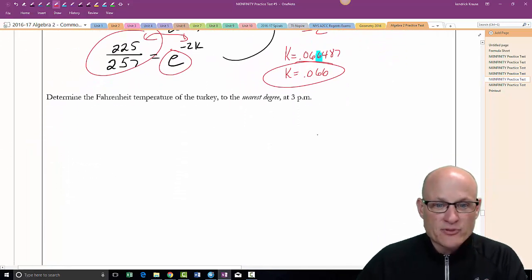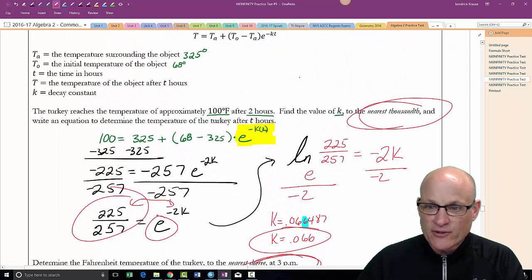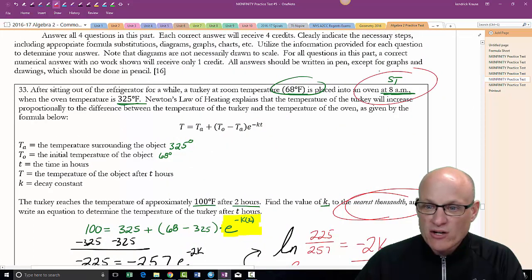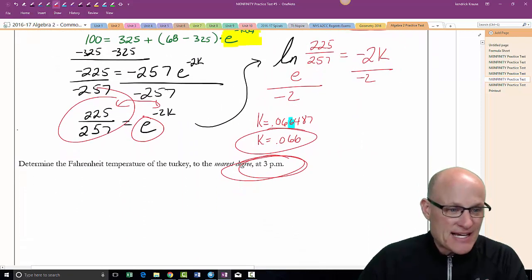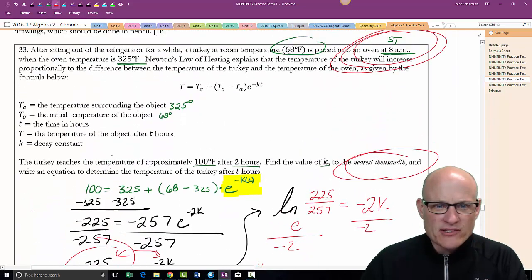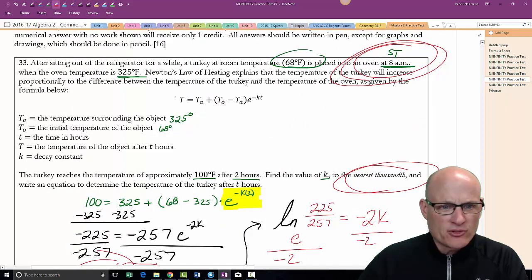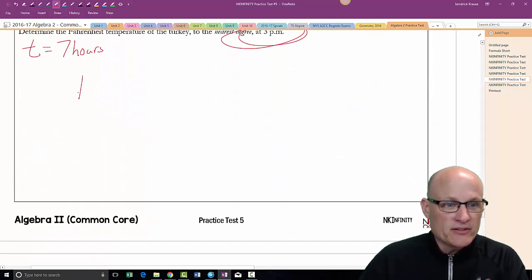Determine the Fahrenheit temperature of the turkey to the nearest degree at 3 p.m. Well, the first thing I got to do is figure out what time we start this thing. We started at 8 a.m. 8 to 12 is 4, 4 plus 3. So my time is 7 hours. Now, what represents the final temperature? The final temperature is the T. So all I really got to do is figure out what T is. This is going to be easy.